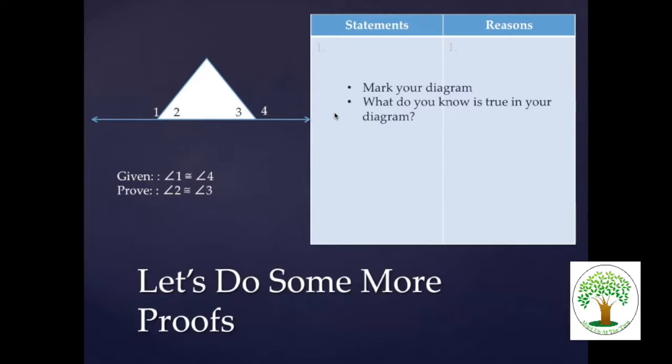Are they vertical? Are there any vertical angles up there? No, so we can't say they're equal. What else do we know? 1 and 2 and 3 and 4 are linear pairs, right? So we could say that 1 and 2 are supplementary and 3 and 4 are supplementary, correct? Yes. Okay.